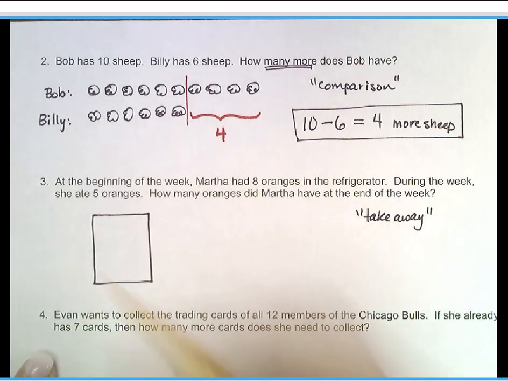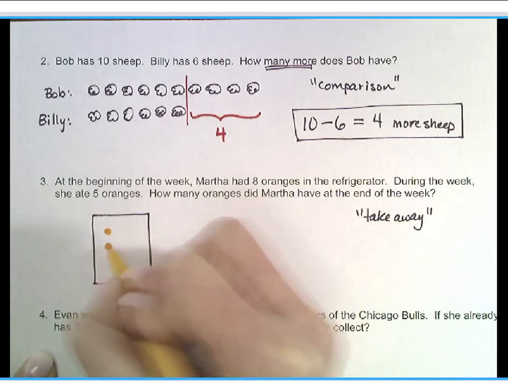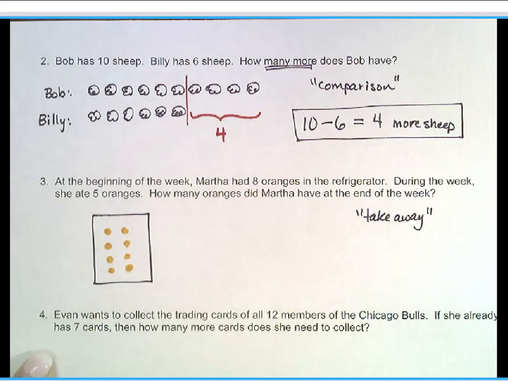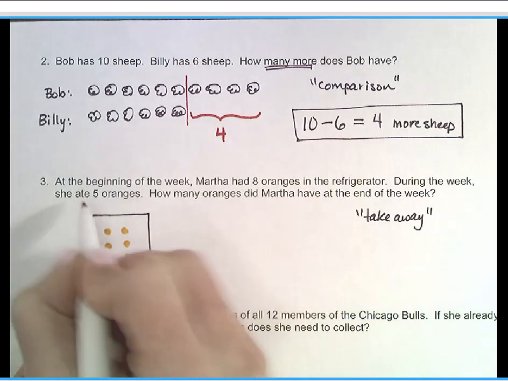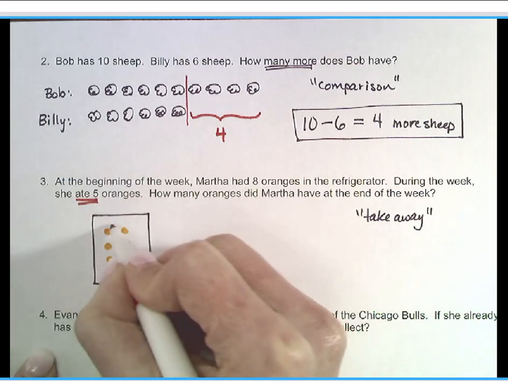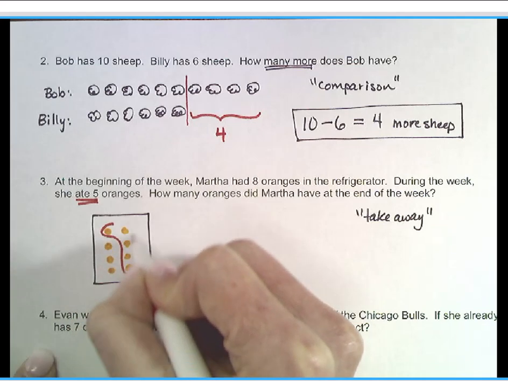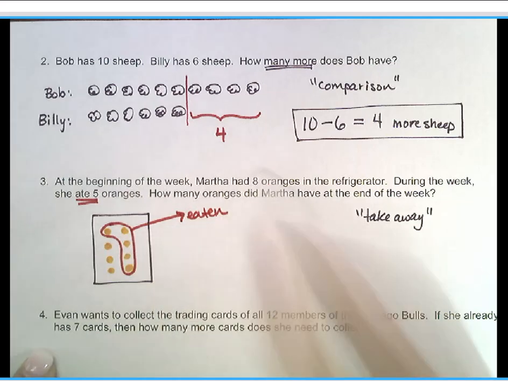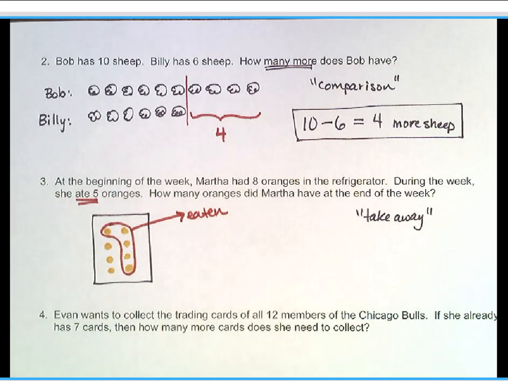So maybe this time I'll draw her fridge, right? And she's got 8 oranges in there. 1, 2, 3, 4, 5, 6, 7, 8. And she ate 5 of them. She ate 5. So I'm going to take 5 of these, whichever 5 you feel like. Take those 5. Those were eaten, right? Or you take those away, however y'all want to say it.